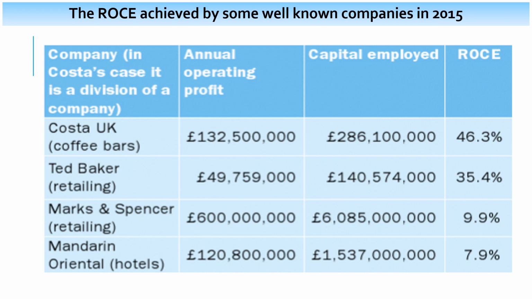So here is an example of different divisions within a business or some well-known companies, and we can see here's the annual operating profit and here is the capital employed, and what we're looking at calculating is the profit we're getting back as a proportion of the amount of money that's been invested in assets to operate the business. And we can see here the return on capital employed for Costa UK coffee bars, 46.3%, is much higher than for Mandarin Oriental hotels, only 7.9%.